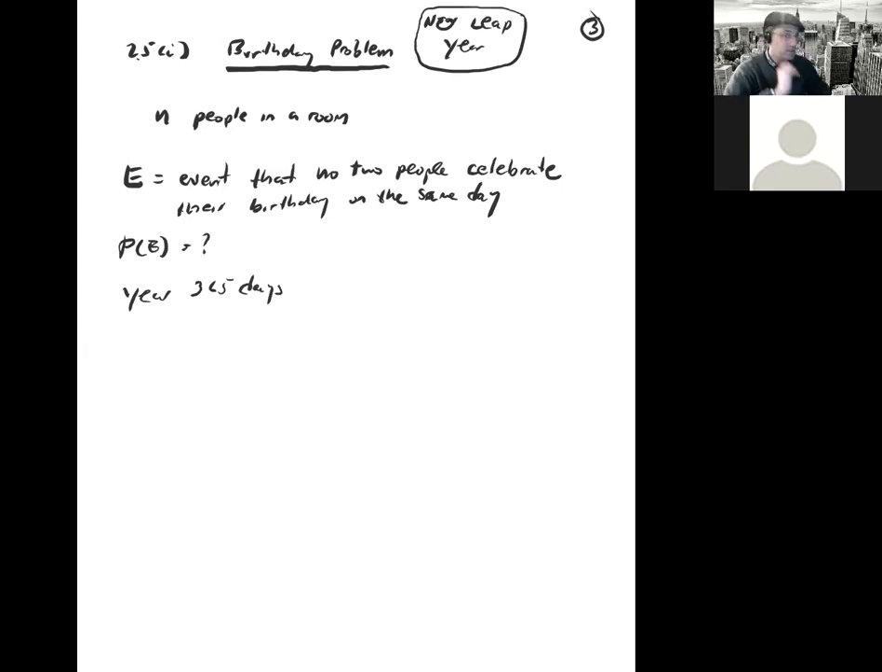So a year has 365 days, and I want to consider the configuration. We want to figure out what the sample space is. The sample space is an n-tuple of days of the year. That is, you go around the room and you ask, what's your birthday? April 1st. What's your birthday? June 29th. And you list all of those days, and you get an n-tuple of days of the year.